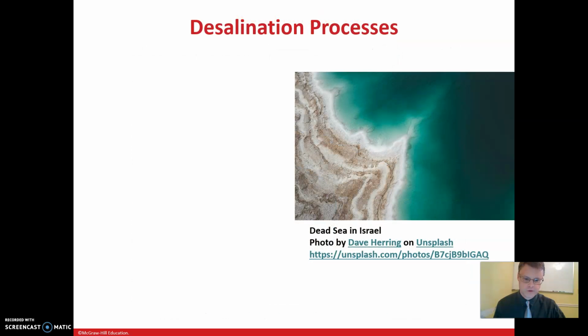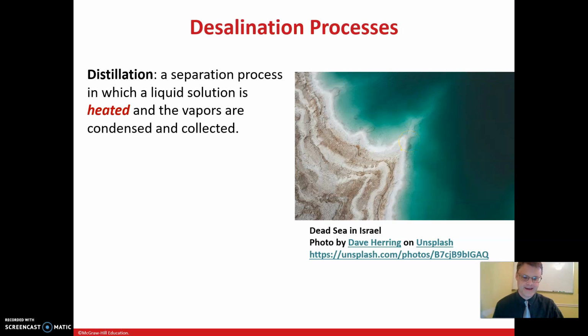Now, in some parts of the world, they don't have abundant fresh water, and the water is quite salty. The Dead Sea is a very salty body of water. And so there are two primary processes used on a large scale to remove salt from water. One is distillation, a separation process in which a liquid is heated to its boiling point and the vapors are condensed and collected. We saw this in refining, or separating the components of crude oil, but we could also use it to separate water from salt.